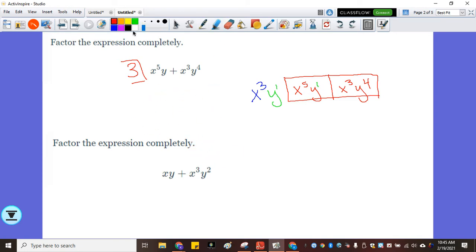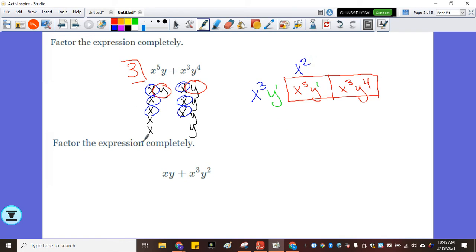I'm going to rewrite that just a little bit different. So we had 5 x's, 1 y, 3 x's, 4 y's. We said 3 x's are in common. 1, 2, 3, 1, 2, 3. And then with y, we said 1 y is in common. So I have 3 x's coming out of x to the 5th. How many am I going to have left over? 2.